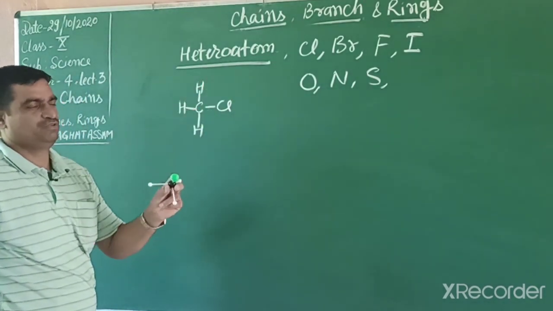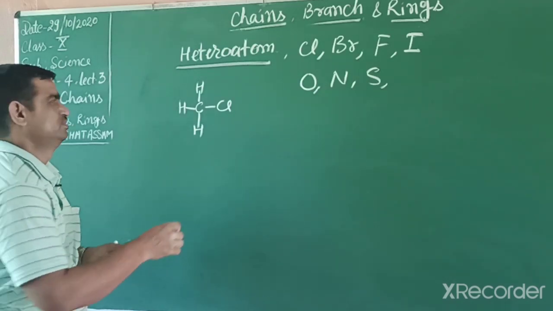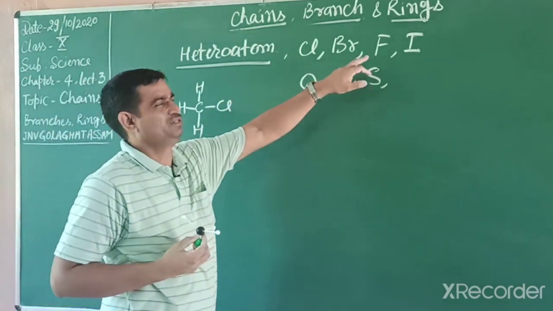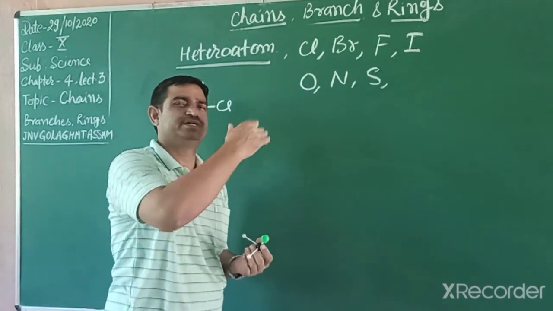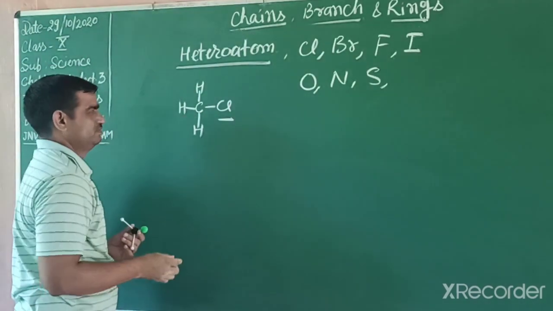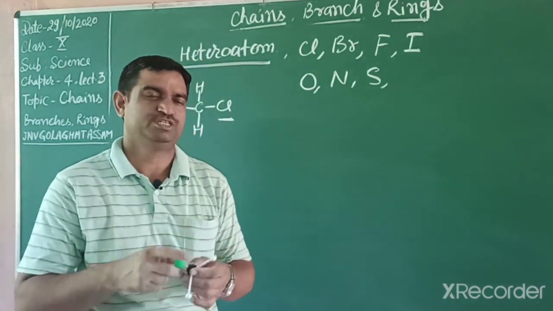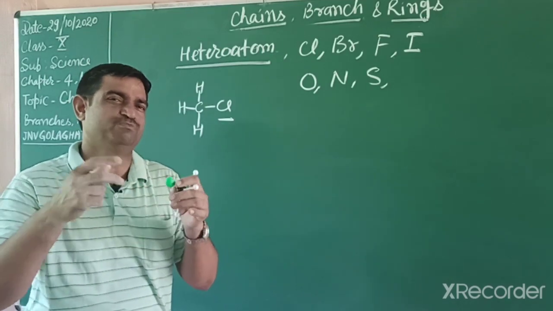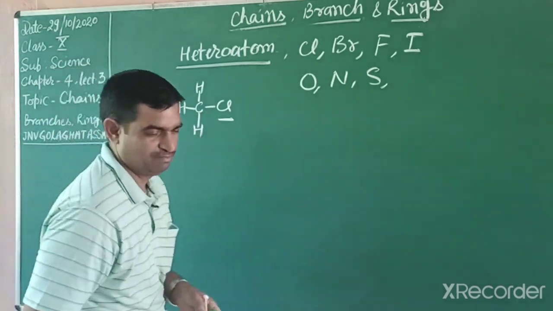Such compounds are known as halo compounds. If it is chlorine, it is chloro; bromine, bromo; fluorine, fluoro; iodine, iodo. We will study these compounds in detail later. Its property does not depend on the number of carbon atoms; it is decided mainly by the heteroatom. The melting and boiling points change slightly, but the main characteristic property depends on the heteroatom.